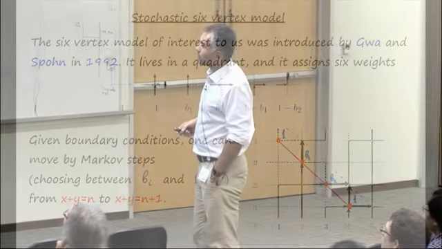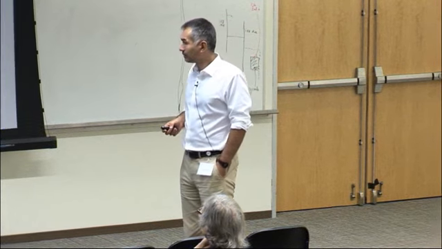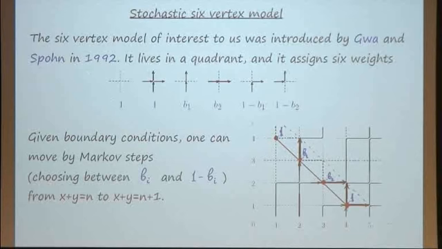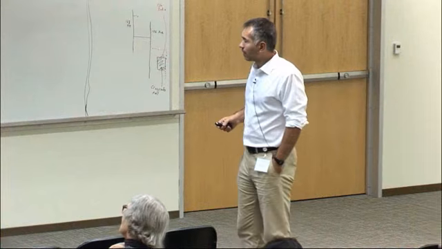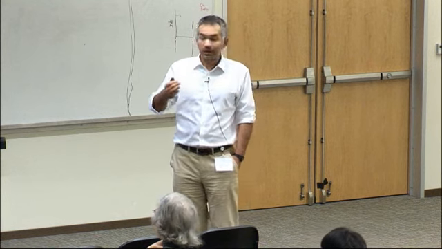The concrete case of the 6-vertex model that I want to consider is rather simple-minded. Namely, it's the following. If I take my 6 vertices and give them weights in the following way, as written here: 1, 1, B1, B2, 1 minus B1, 1 minus B2, where B1 and B2 are 2 numbers between 0 and 1, then the random configuration of paths can be constructed in a Markovian fashion.